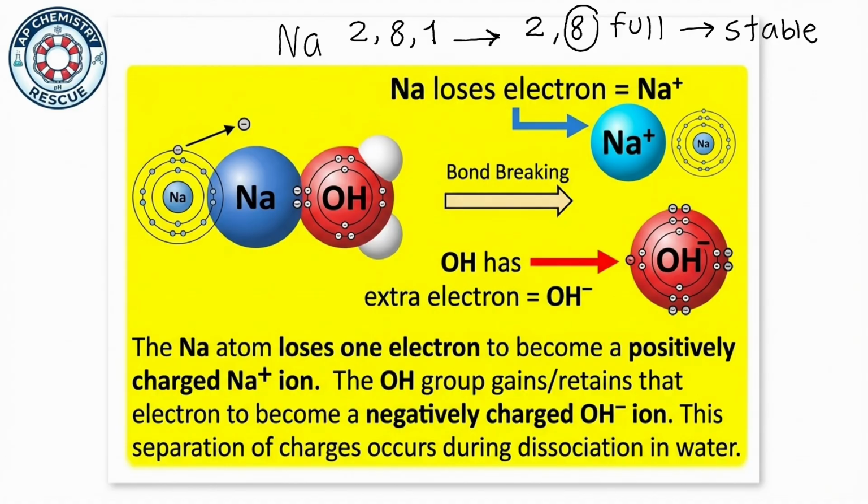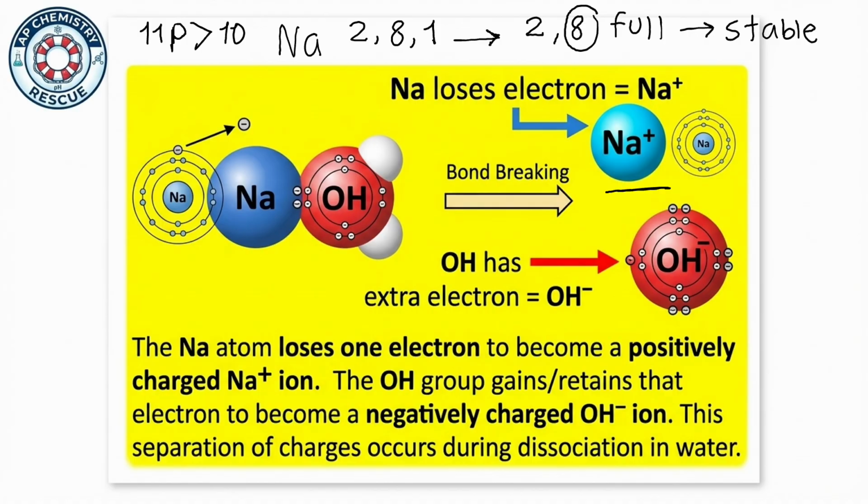Look at this diagram. The sodium loses that electron and becomes Na plus. The plus sign means it lost an electron. So now it has more protons than electrons. It has how many protons? 11. And how many electrons? 10 only. The plus sign means it lost an electron, so now it has more protons than electrons, making it positively charged. Now what about the OH?